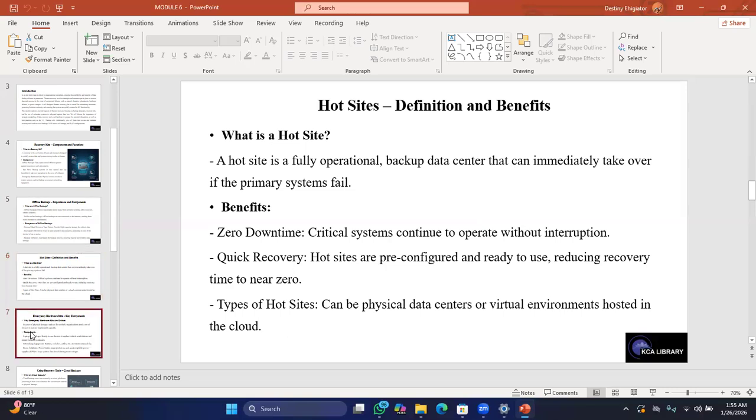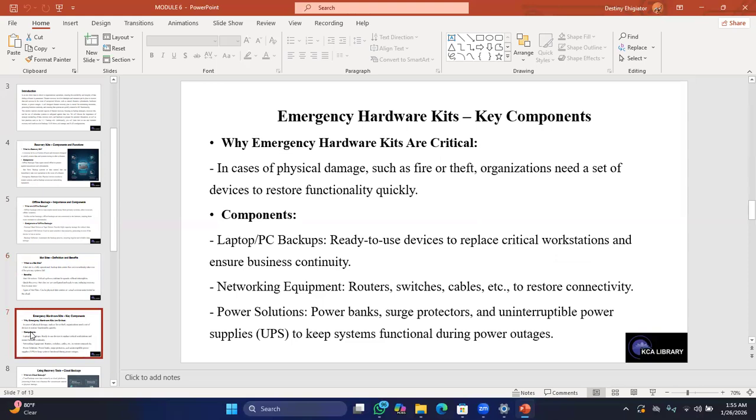Now, let's look at emergency hardware kits. Why use emergency kits? Why are they critical? In the case of physical damage, such as fire or theft, organizations need a set of devices to restore functionality quickly. What are some of the components? We have laptop or PC backups, ready-to-use devices to replace critical workstations and ensure business continuity.